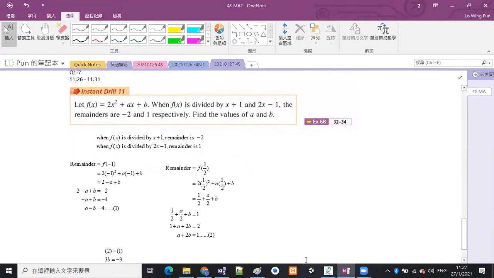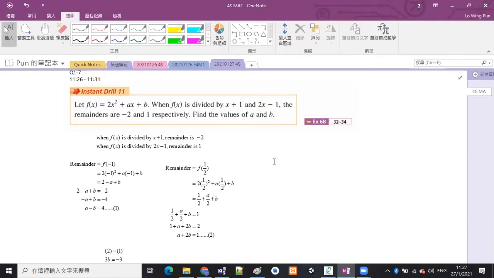Okay, have you done instant drill number 11? So instant drill number 11 is basically the same as example number 11. Okay, f(x) is 2x squared plus ax plus b. So you can see that there are two unknowns, a and b.